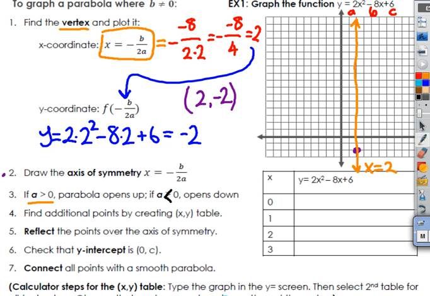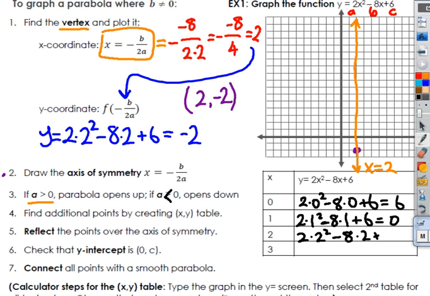Let's put each x value into the equation to find the corresponding y values. 2 times x squared minus 8 times x plus 6 equals 6. 2 times 1 squared minus 8 times 1 plus 6 equals 0. And then we will do the next one, equals negative 2. And continue with the next one, 3. It will be equal to 0.